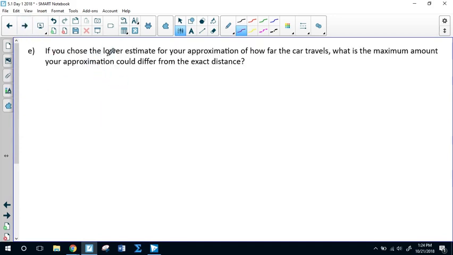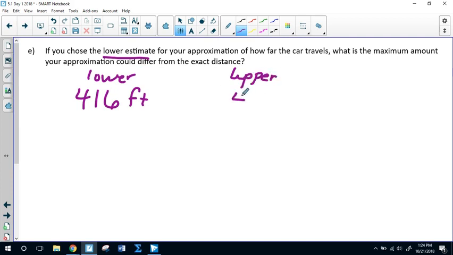Okay, so then this question says, if you chose the lower estimate, which is 416 feet, for your approximation, what is the maximum amount your approximation can differ from the exact amount? So remember, this is the lower, and I hope you recognized that the upper was 476. Both of these are approximations and they're both wrong. This one is too small and this one's too big. So if you subtract the two, you will get the maximum difference between your estimate and the actual distance, and this is a total of 60 feet.